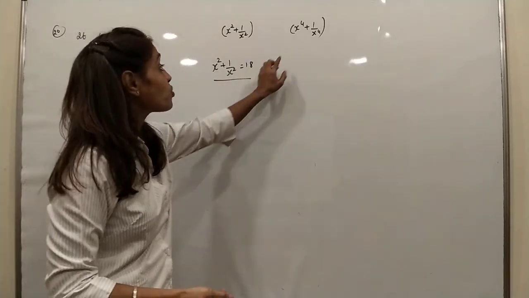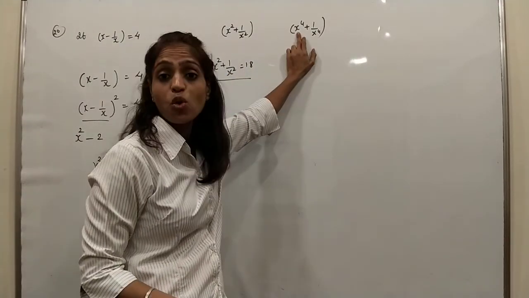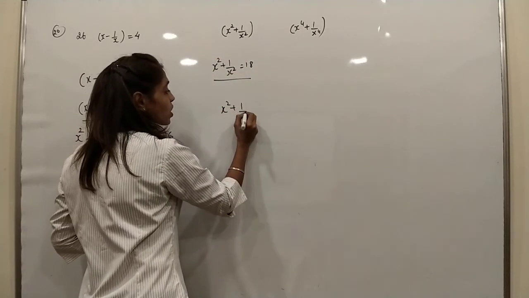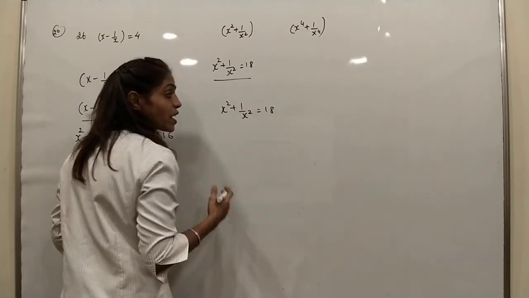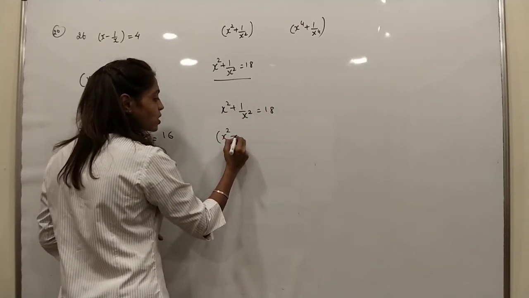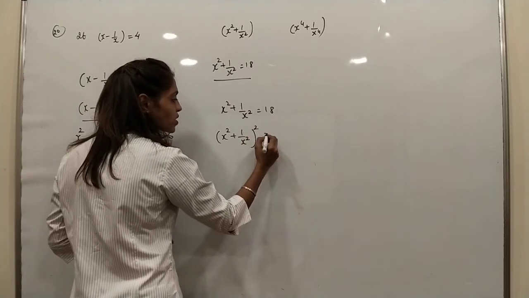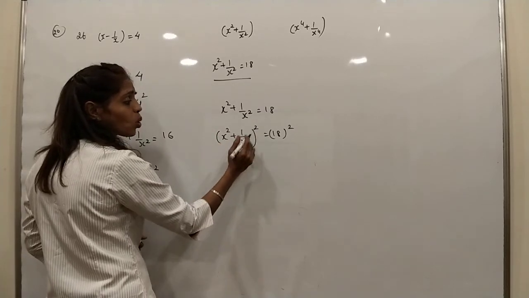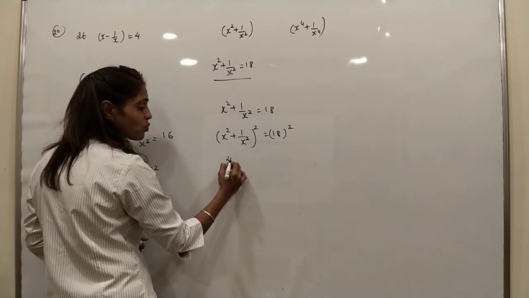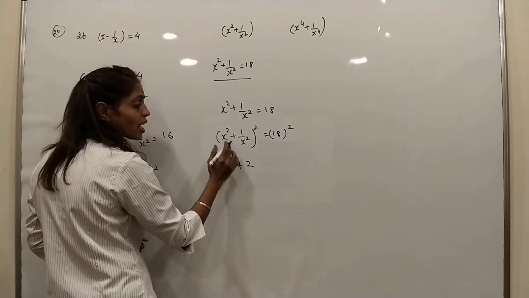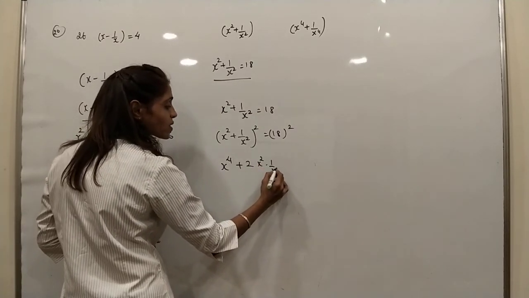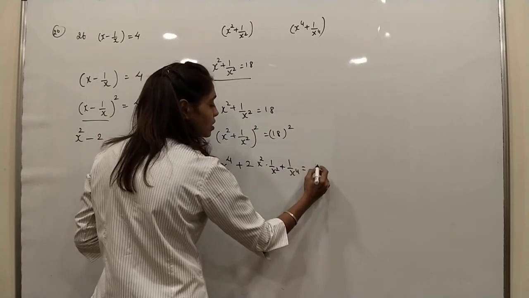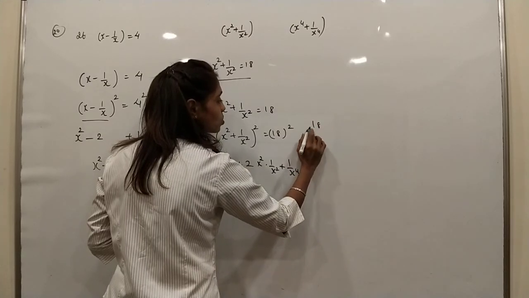Now I still want the 4th power. Now compare the 2 power and 4 power. We will start with the lesser power. So x square plus 1 upon x square equals 18. Squaring on both the sides, x square plus 1 upon x square the whole square is equal to 18 the whole square. Now (a plus b) the whole square is a square plus 2ab plus b square. So x raised to 4 plus 2 x square into 1 upon x square plus 1 upon x raised to 4 is 18 into 18.